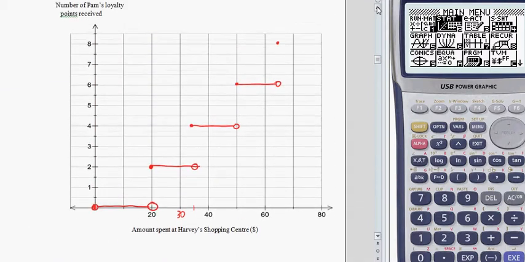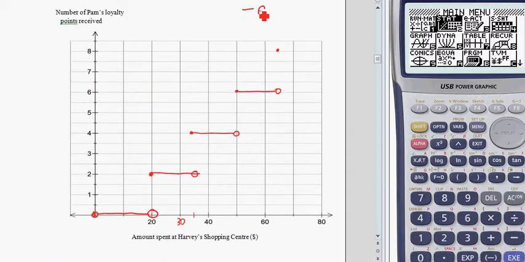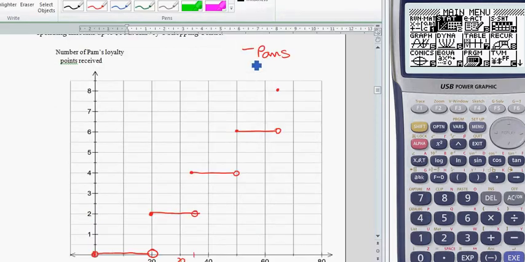So back over here, the red is Pam's, and then we want to try a different colour, perhaps blue for Jeanette's scheme. So Jeanette's one would have a line up to 10, and then they'd get 1 point. Another 10 up to here, another 10 up to here, and so on. So looking for similarities and differences.